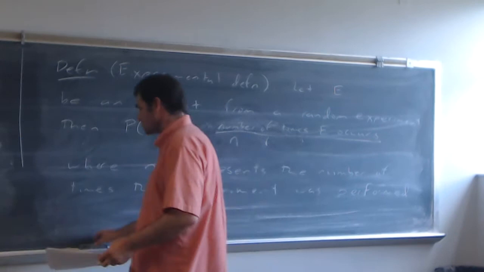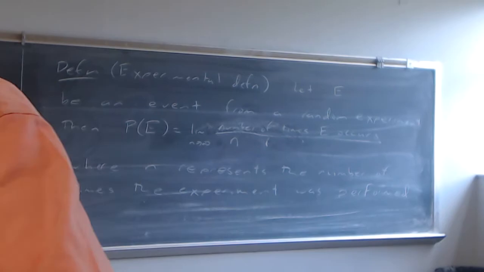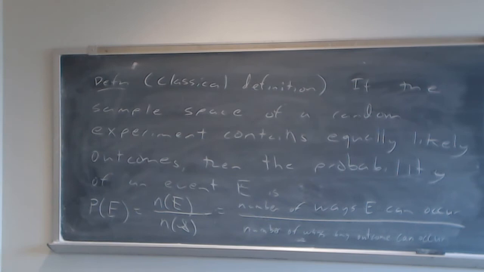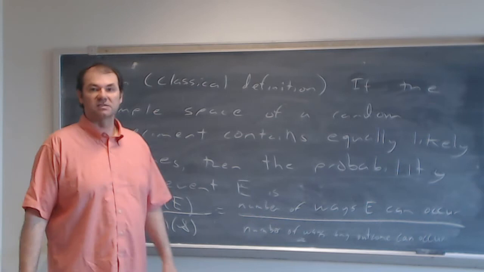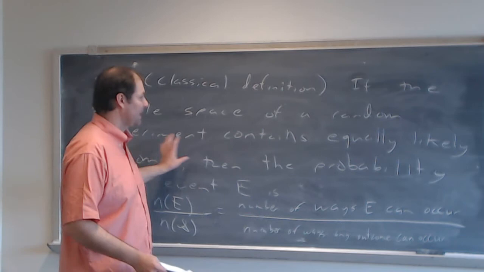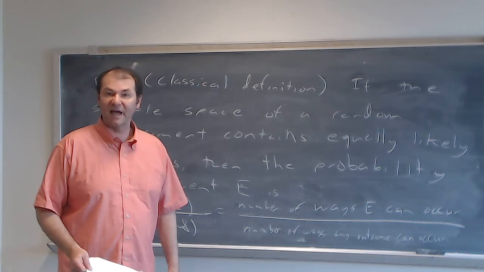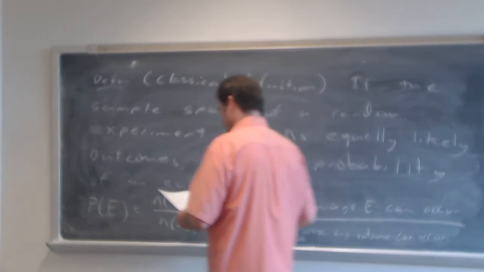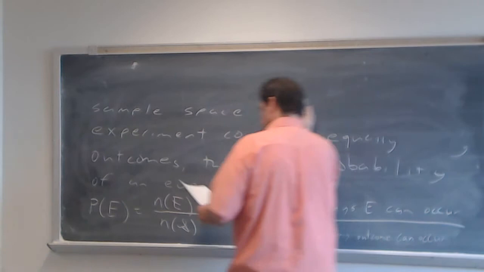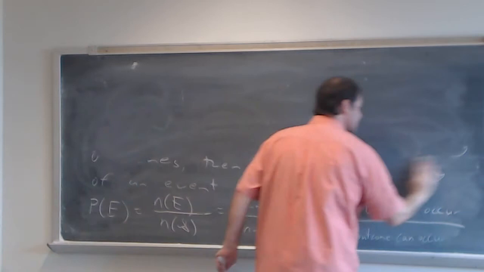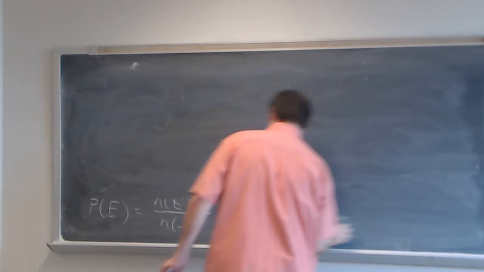Well, before I erase this side, we are going to be assuming a lot of times that we're using this classical definition, in that the sample space consists of equally likely events. So we're going to build theory for probability based on this occurring. And so counting the number of ways E can occur over the number in the sample space, counting is going to be important. So we're now going to look at some counting principles. But I want to do a quick example of the classical definition first.